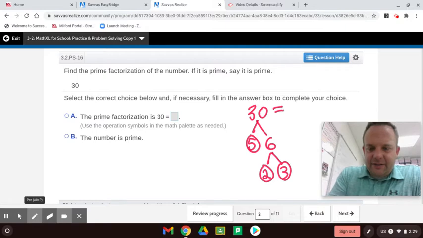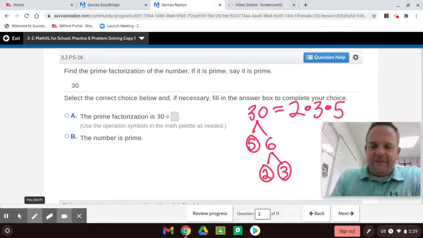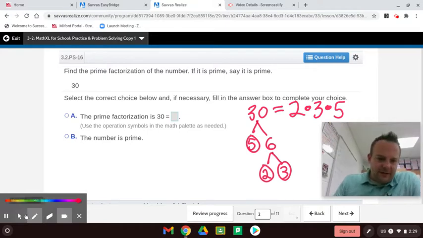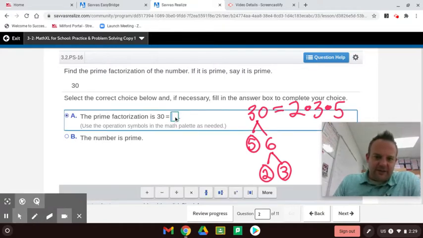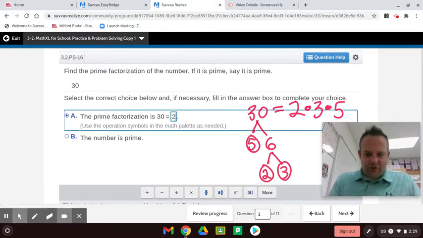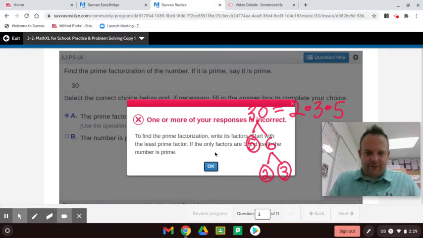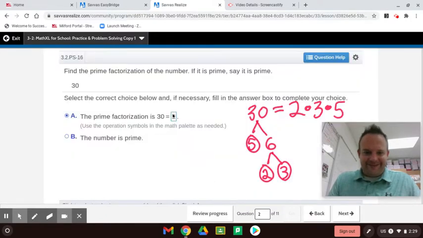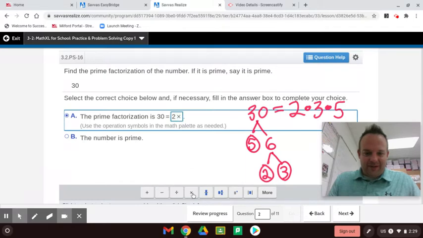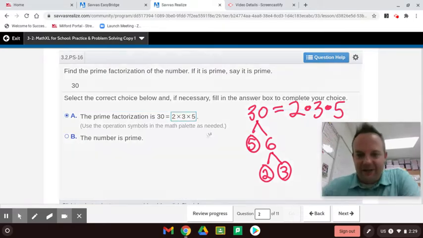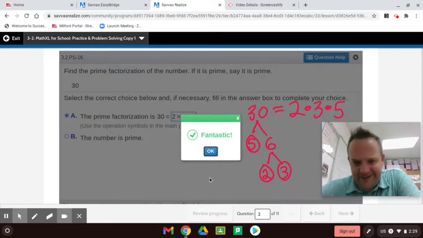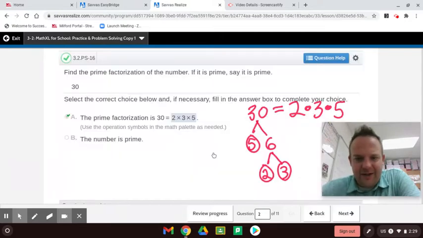Let's see. We have 2 times 3 times 5. All right, let me put that in here, guys. See what we get. 2. I'm going to try shift. That did not work. 2 times 3 times 5. I was seeing if I could find a shortcut of using shift 8. Maybe I hit enter. I don't know what I did. But this is how we find the prime factorization.